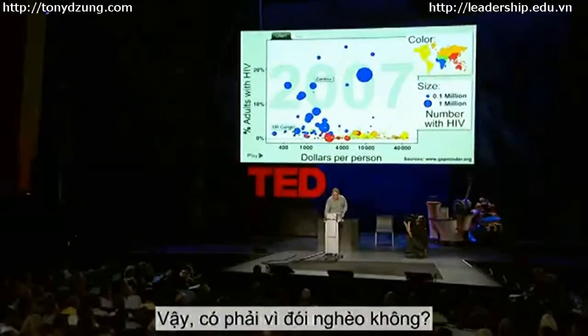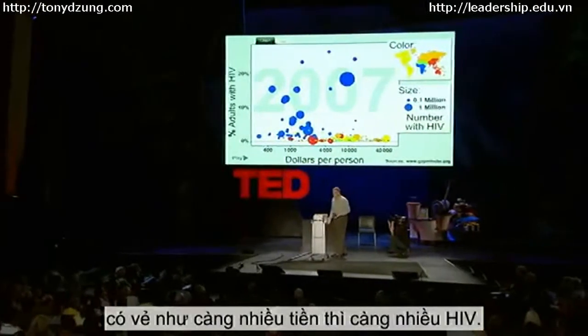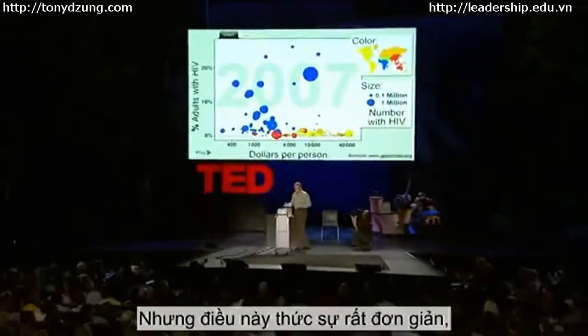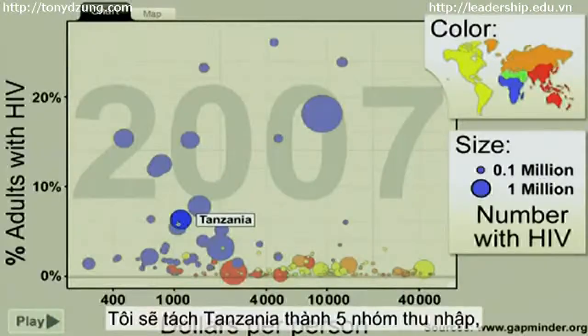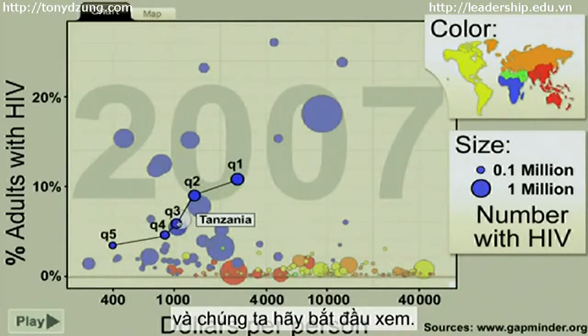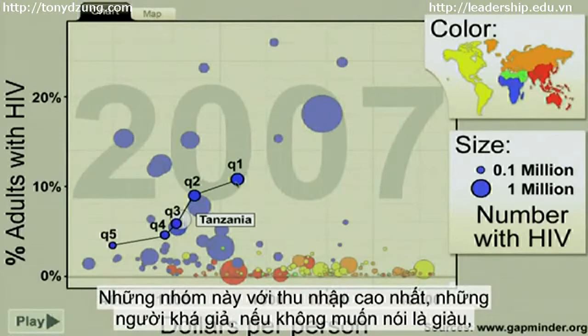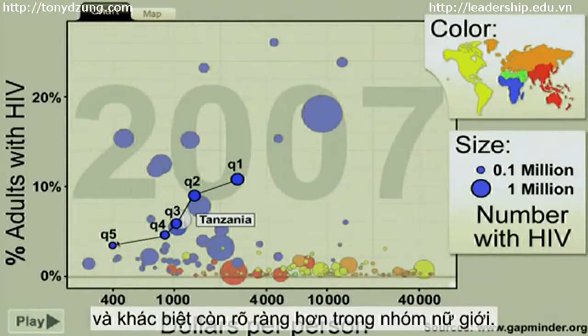So is it poverty? Well, if you look at the macro level, it seems more money, more HIV. But that's very simplistic. So let's go down and look at Tanzania. I will split Tanzania in 5 income groups, from the highest income to the lowest income. And here we go. The ones with the highest income, the better off, I wouldn't say rich, they have higher HIV. The difference goes from 11% down to 4%. And it's even bigger among women.